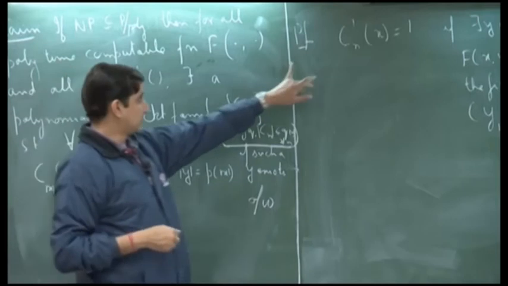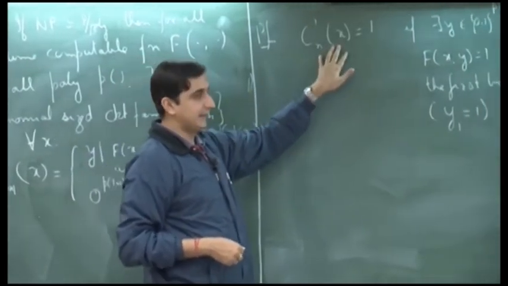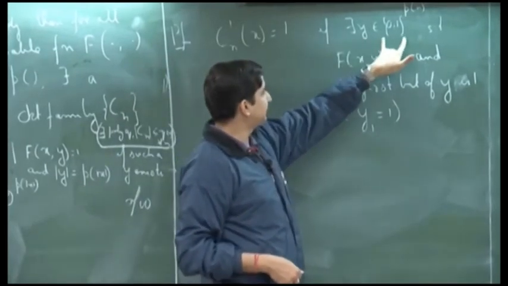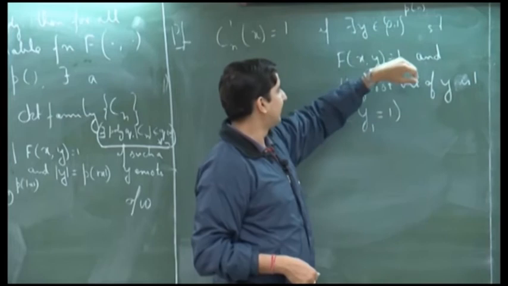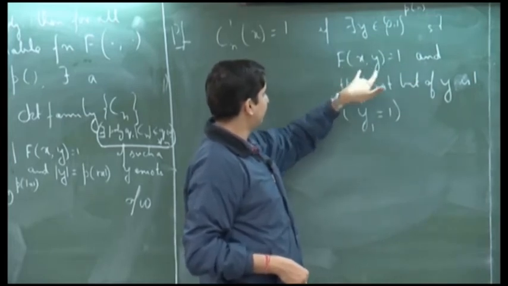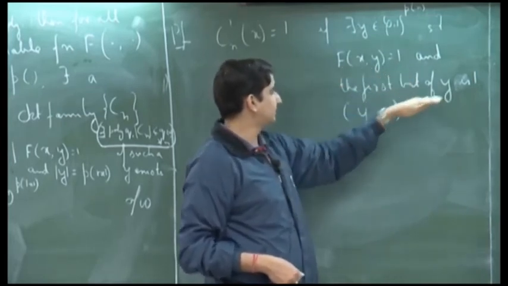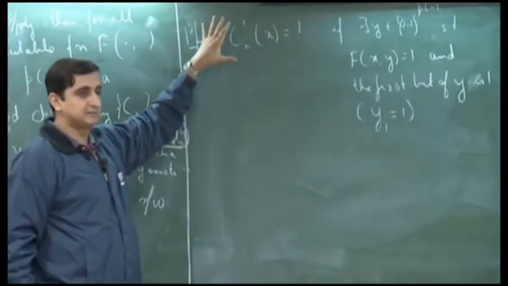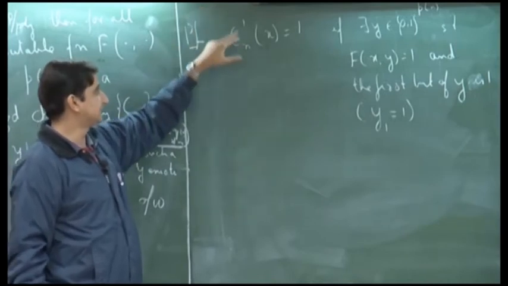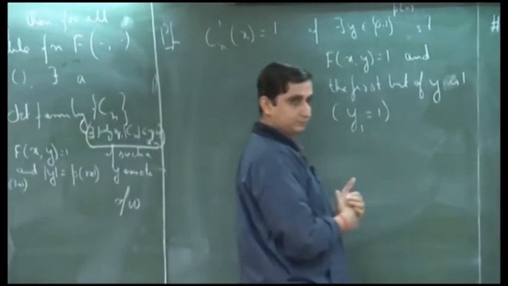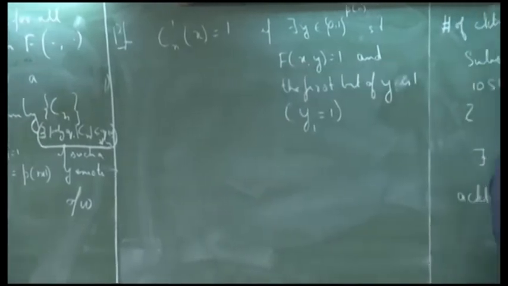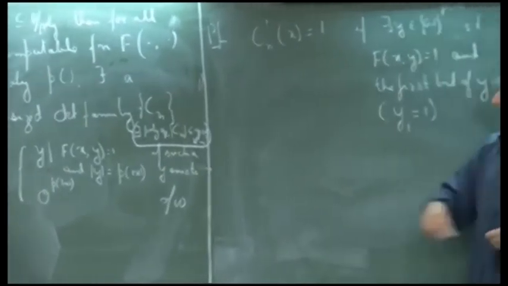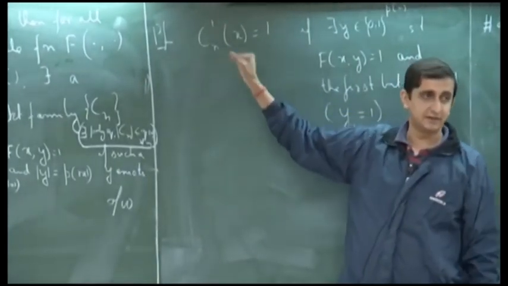So this particular circuit, given an x, will check if there exists a y of that particular length p of n such that f on x comma y is equal to 1 and the first bit of y is 1. What can we say about this circuit Cn1? Let us not go that far, but what can we say about the complexity of this circuit?